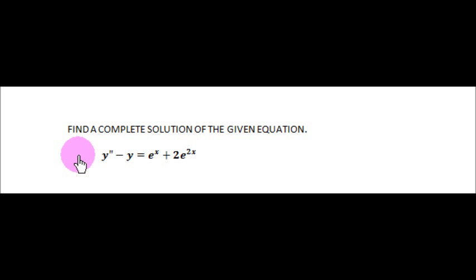And for our fourth example, find a complete solution of the given equation: y prime minus y equals e to the x plus 2 e to the 2x. So this is an equation with constant coefficient and non-homogeneous. So we can solve this the same method as we did to our last three examples. So we need to find the yc and the yp. So let us start with the yc.